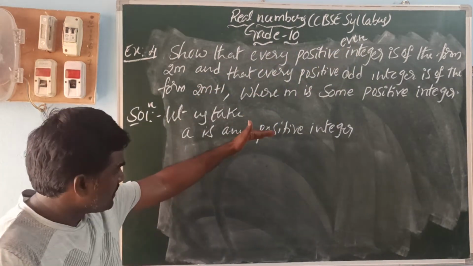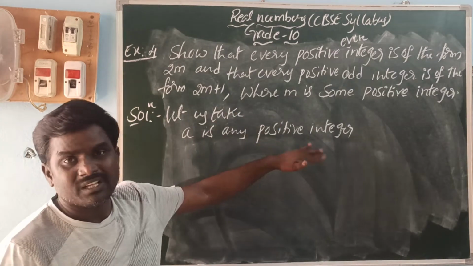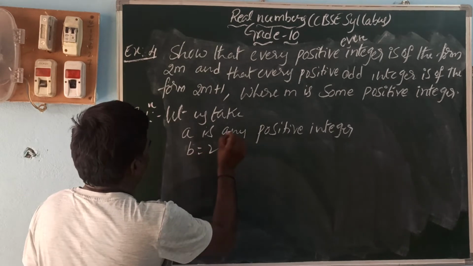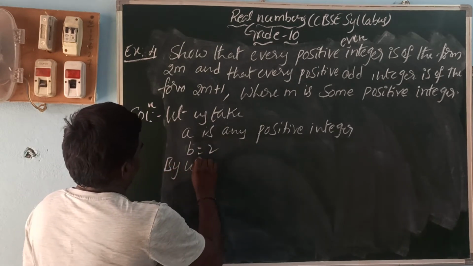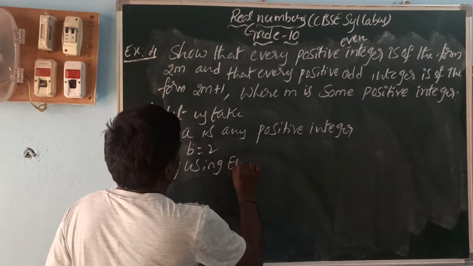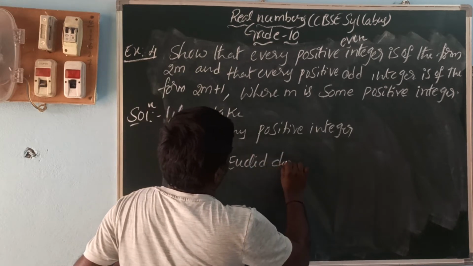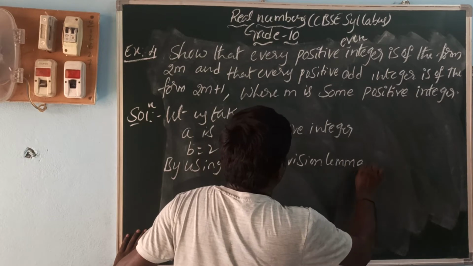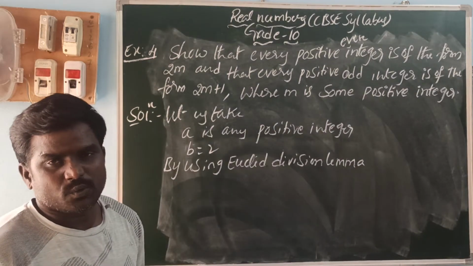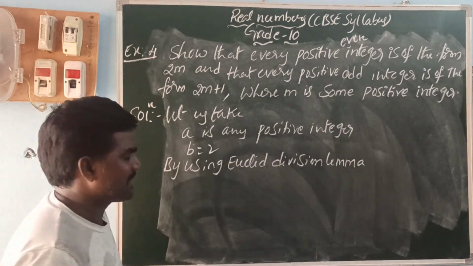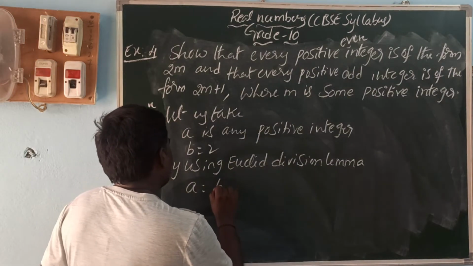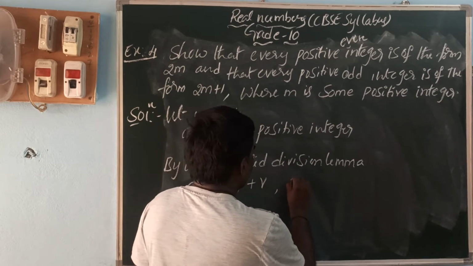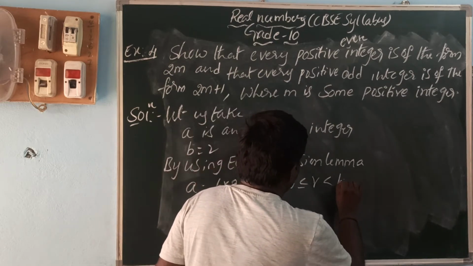That means the integer is divided by which number? 2. That means the divisor here is 2, so b is equal to 2. So by using Euclid division lemma. What is the Euclid division lemma? Dividend is equal to divisor into quotient plus remainder. a is equal to b into q plus r. The condition on r is 0 less than or equal to r less than b.